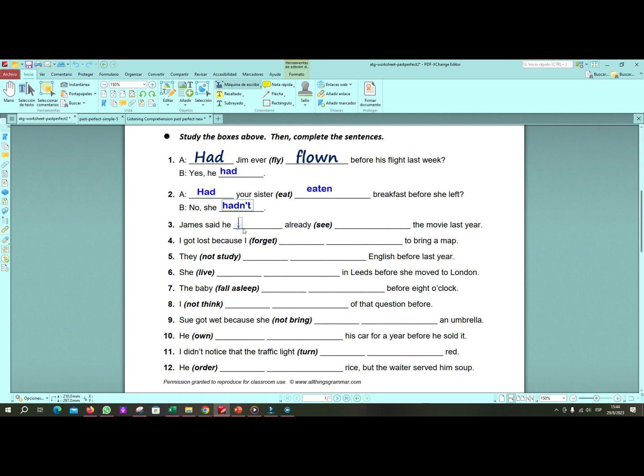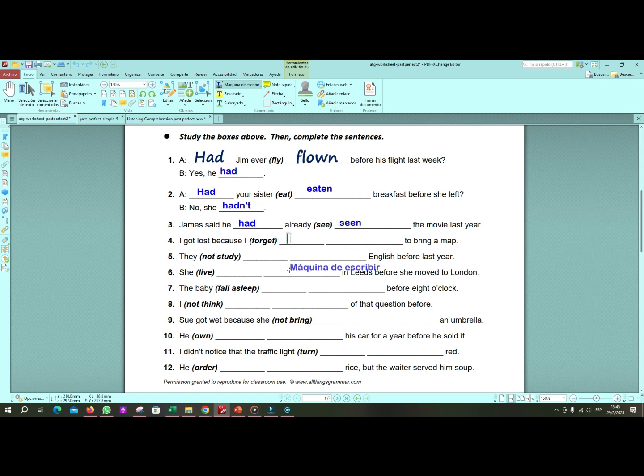What about number 3? Mr. Gardy, James said he already did movie last year. James said he has already seen the movie last year. It's seen, right? So James said he had already seen the movie last year. Perfect, thank you.